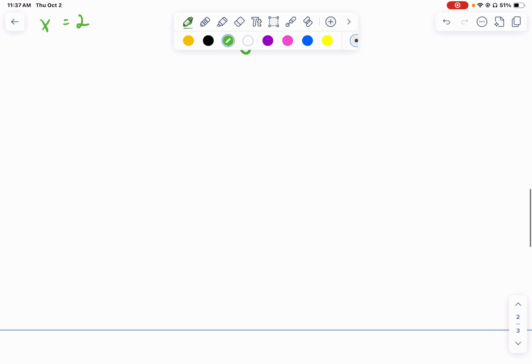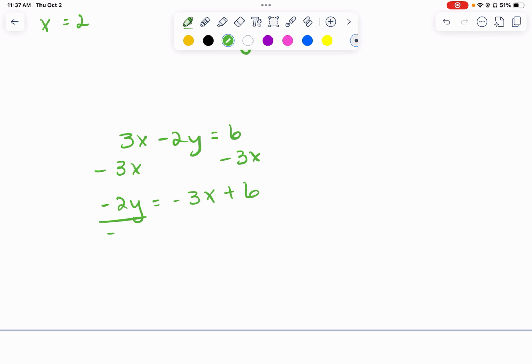We have the question, find the slope of the line 3x minus 2y equals 6. Put it in slope-intercept form. So we're going to solve for y by subtracting 3x first. We get -2y is equal to -3x plus 6. Divide everything by -2. We get y is equal to a negative and a negative make that positive 3/2 x. 6 divided by -2 is -3. So our slope for this is 3/2.